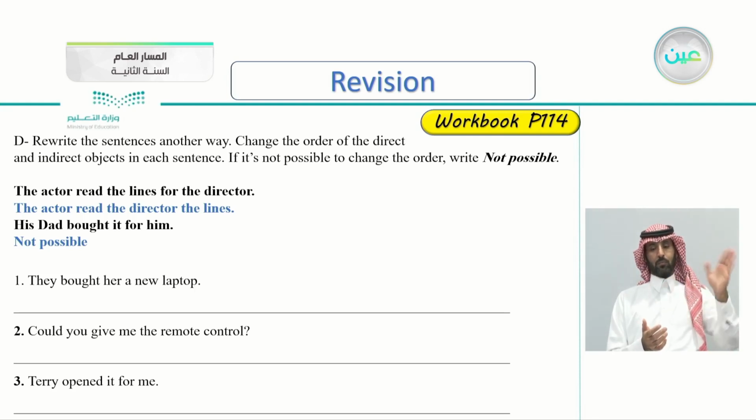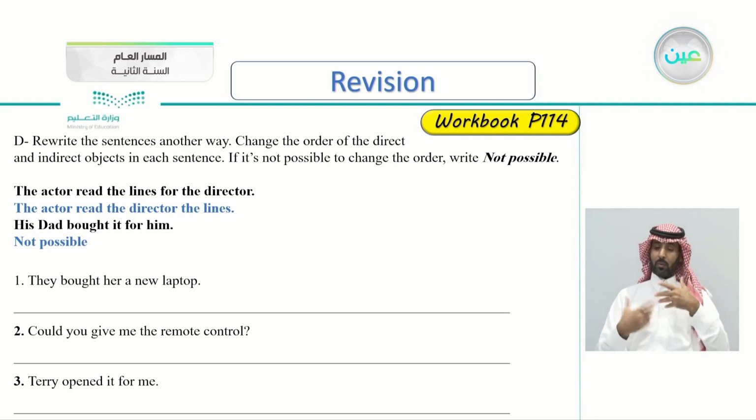The actor read the lines for the director. How do we change the order here? We say, the actor read the director the lines. The second one, his dad bought it for him. You can see here that it's not possible. So, number one, they bought her a new laptop.